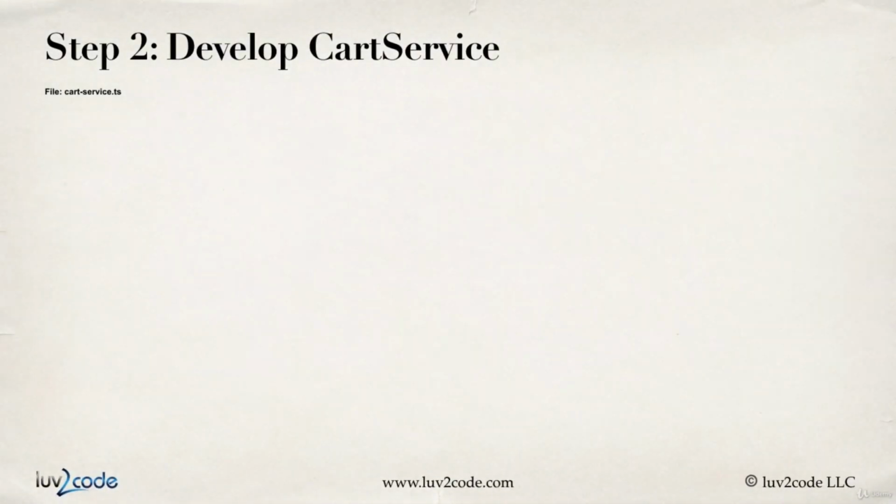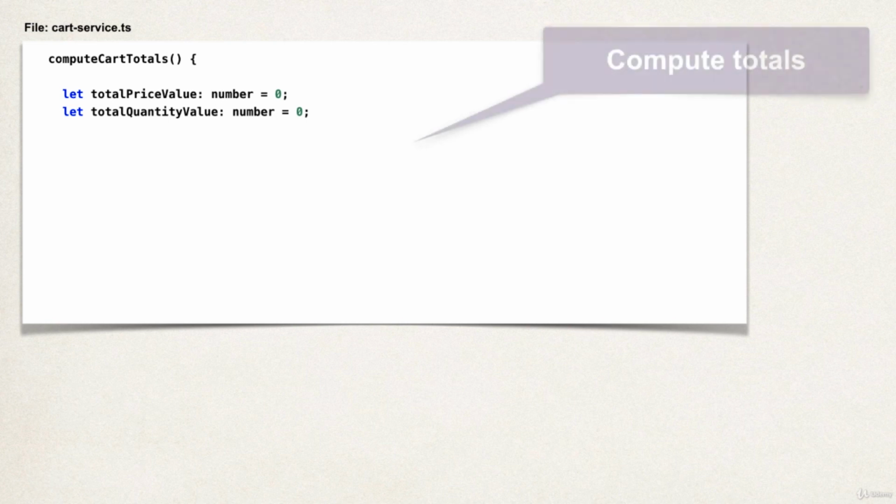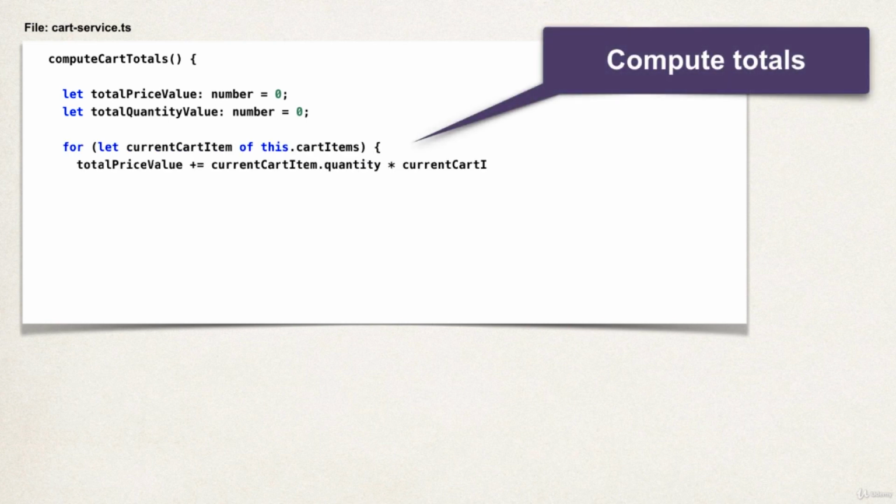All right, so here's the code for compute cart totals. This is very basic. We're simply going to loop through all of the cart items and compute the totals. So for let current cart item of this.cart items, I have total price value plus equals the current cart item.quantity times the current cart item.unit price, and then total quantity value simply plus equals current cart item.quantity.